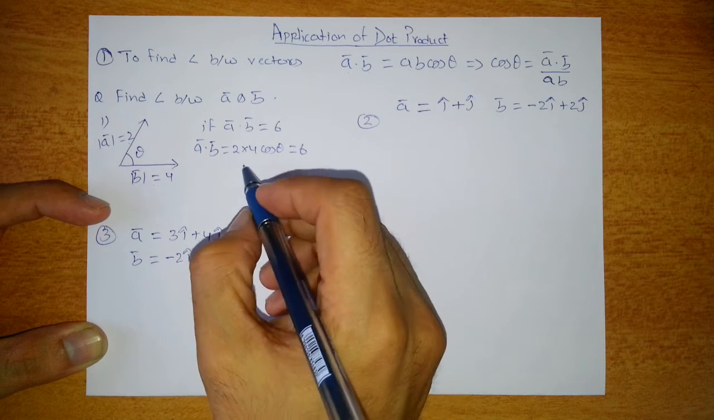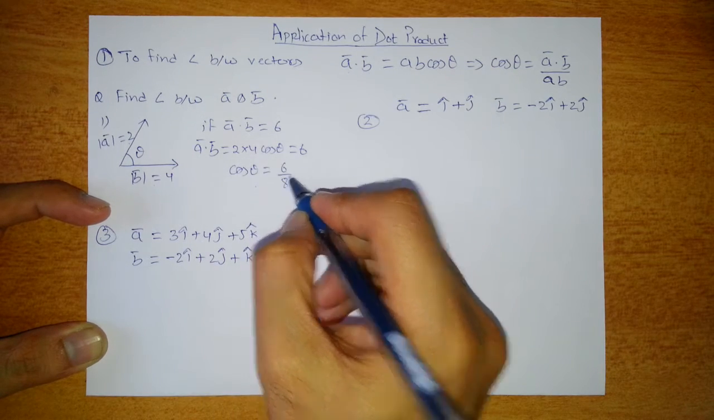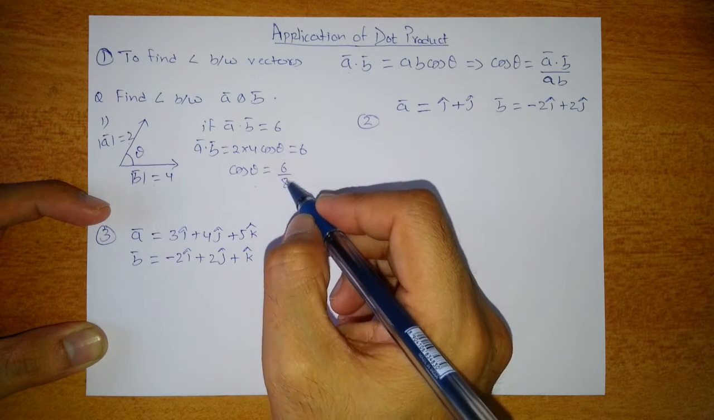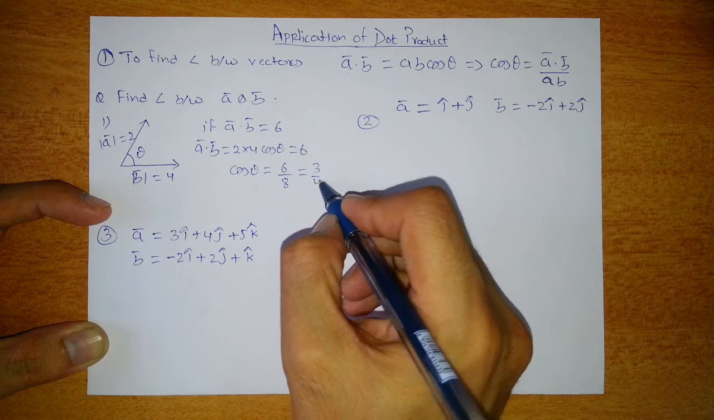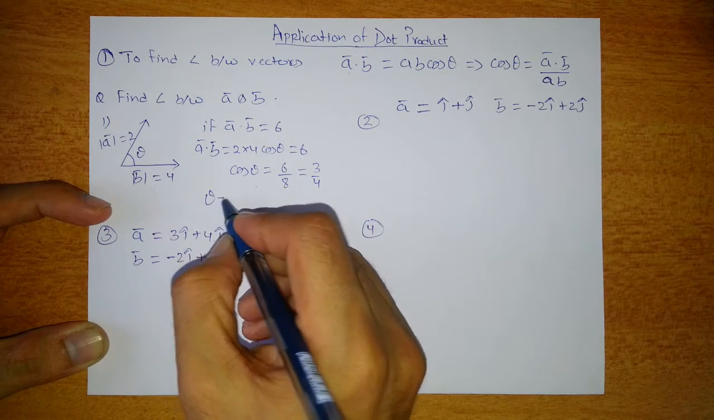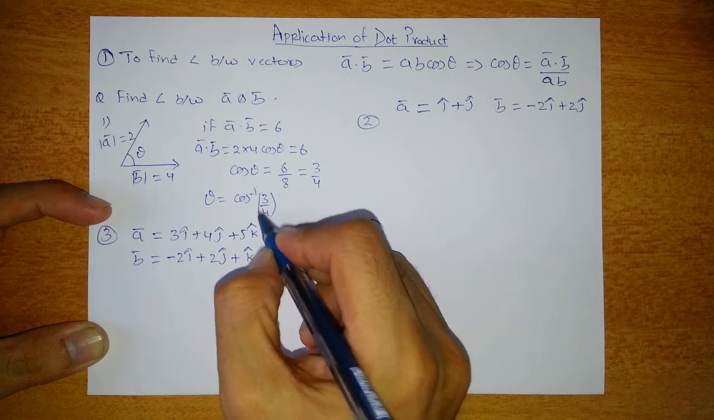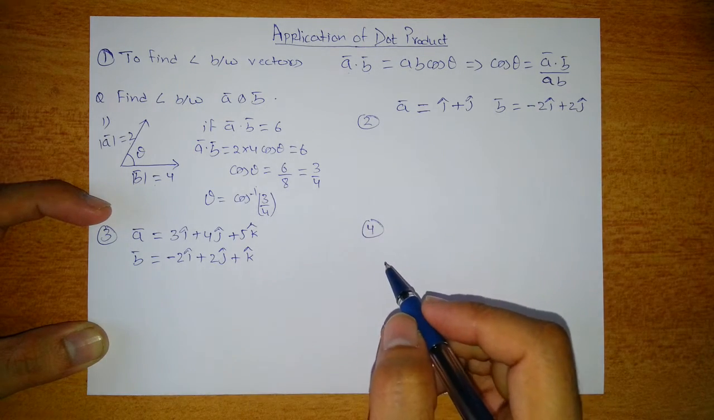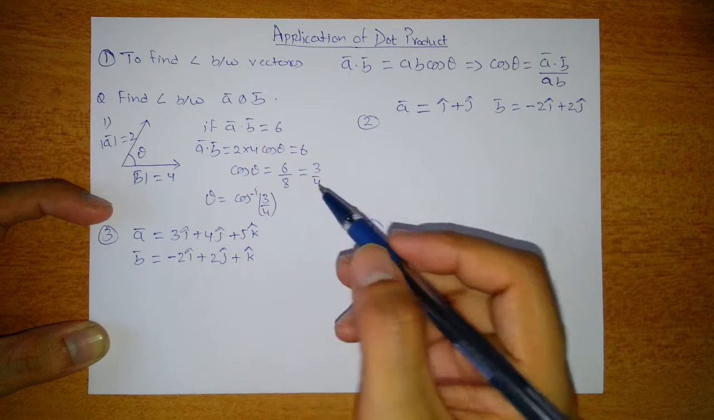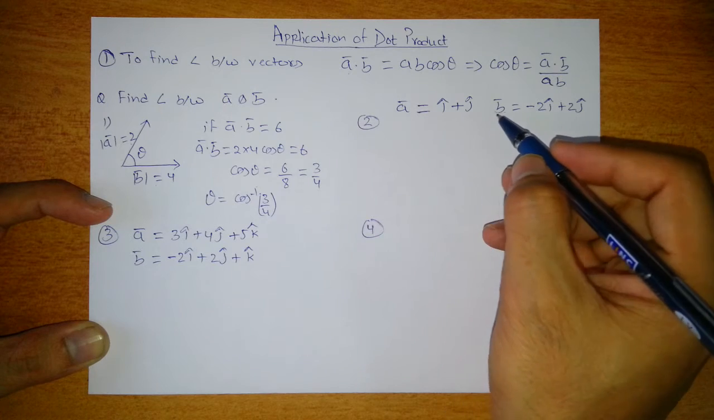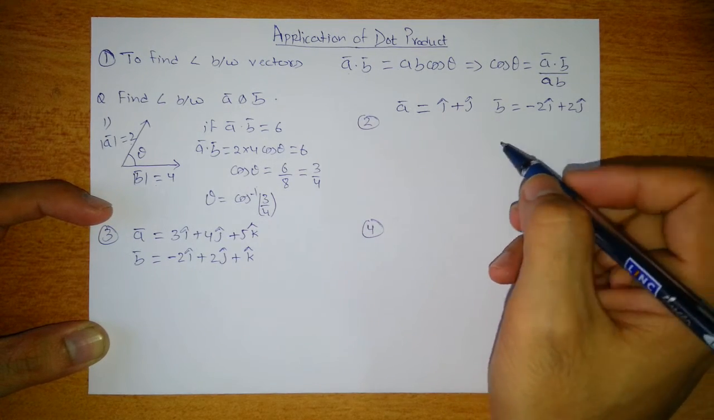So we can say cos theta is nothing but 6 by 8, and we'll get 6 by 8 to be 3 by 4, and theta is cos inverse of 3 by 4. So this way we can find the value of theta. As this is not a very famous angle, we will not be able to move further. Now, if the vectors are given in vector form, then also we can find the angle between them.